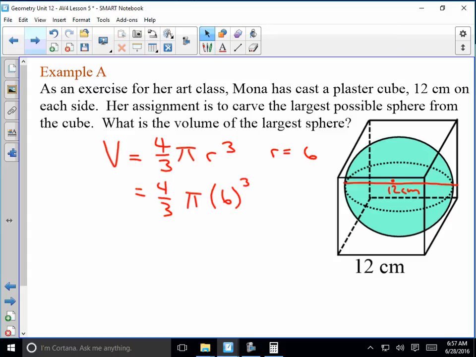So we want to cube 6, and my SmartView calculator isn't working today, so I've got to do a little handheld work here. 6 cubed is 216. We're going to multiply that by 4 and divide that by 3 to see if it works out perfectly, because we do want our answers in perfect form. So 216 times 4 is 864, so we can have 864 thirds.